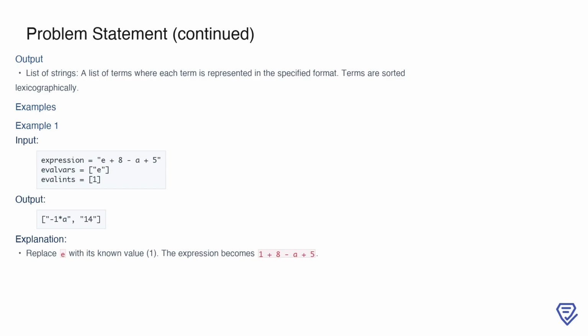Let's look at the first example to understand this better. The input expression is e plus 8 a plus 5, and we are given that the variable e has a known value of 1. Using this information, we can substitute 1 for e in the expression, which simplifies to 1 plus 8 a plus 5. From here, we proceed to simplify the constants and evaluate the expression further, keeping variables like a untouched if they are not part of the known values.